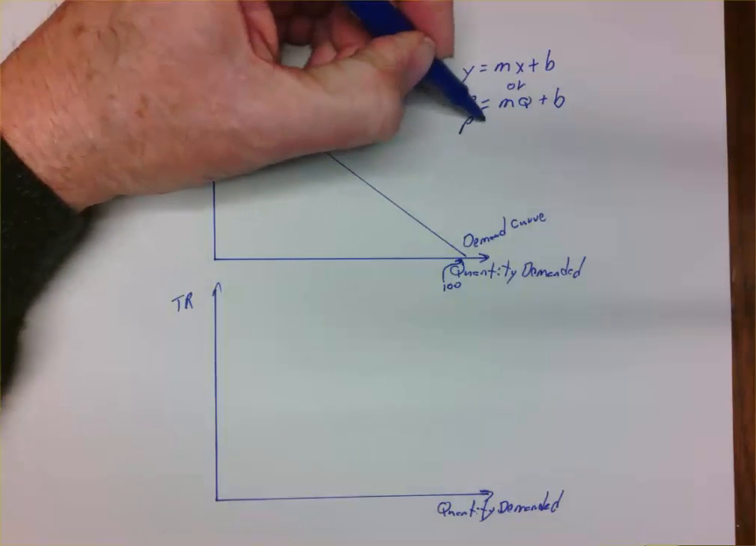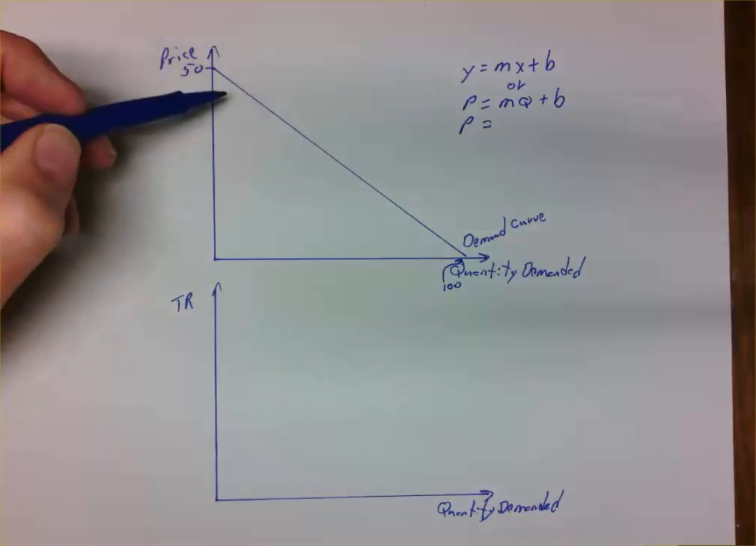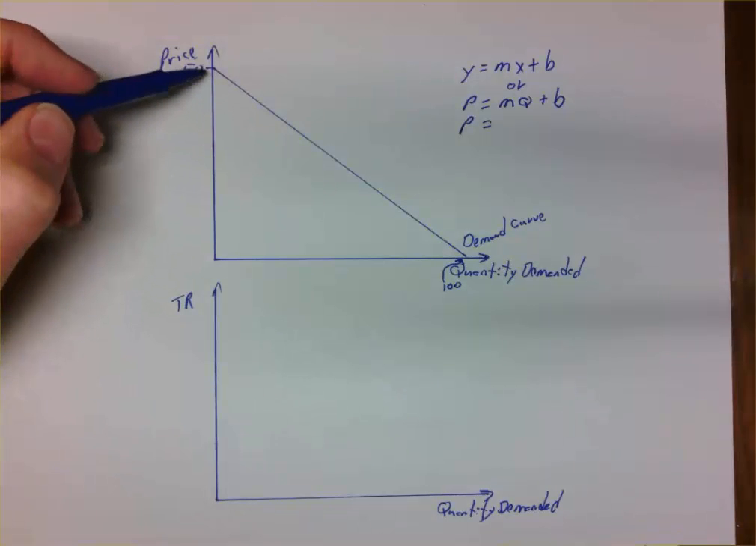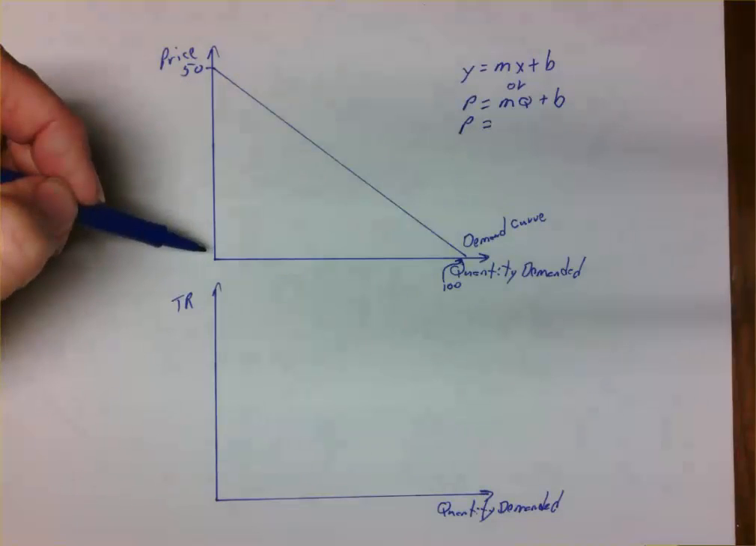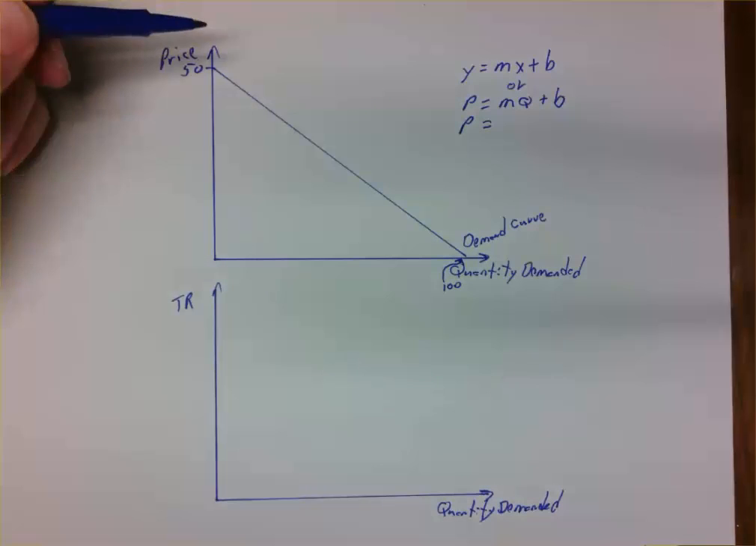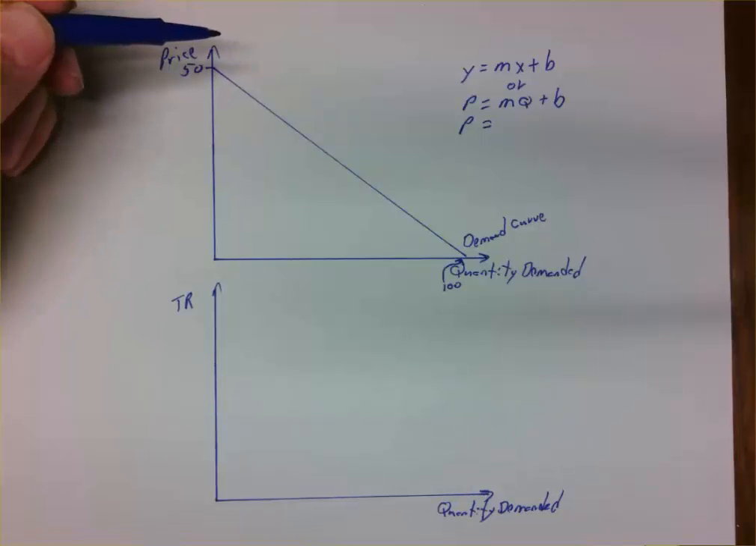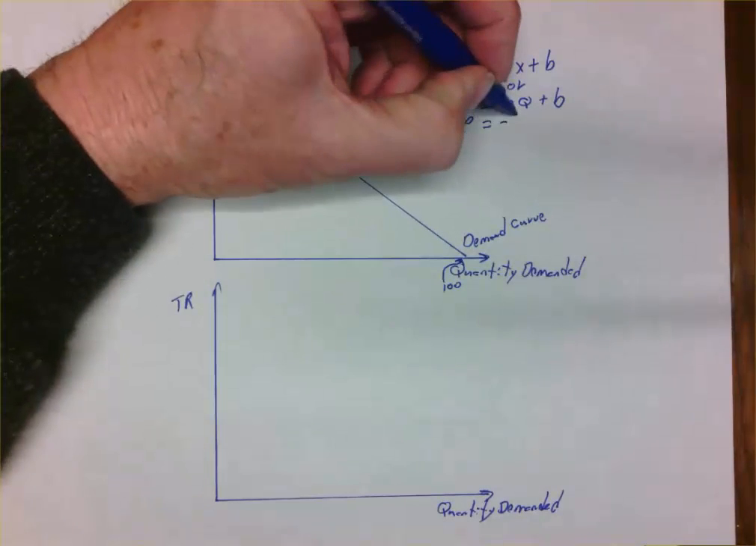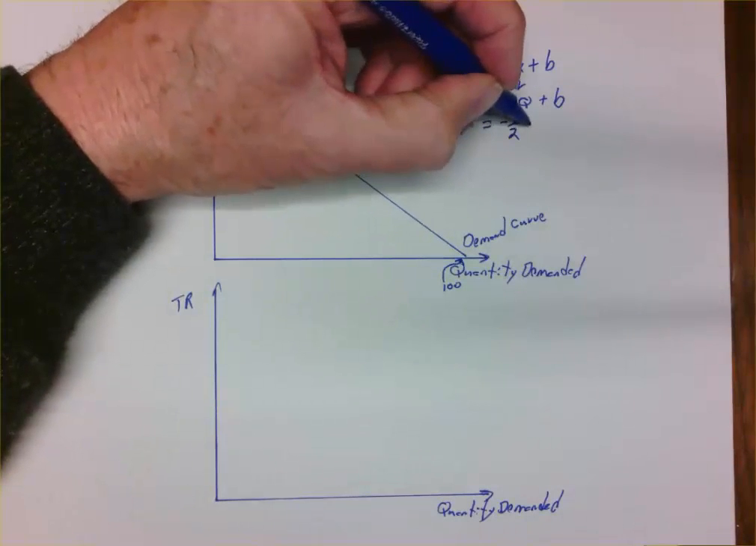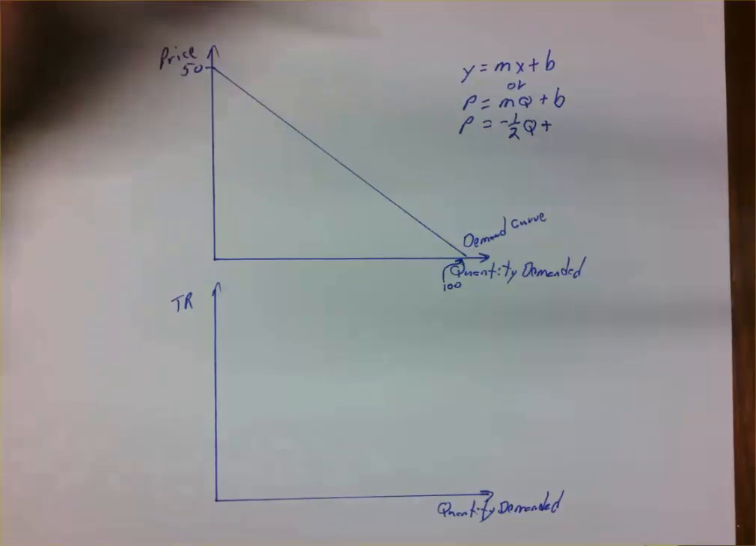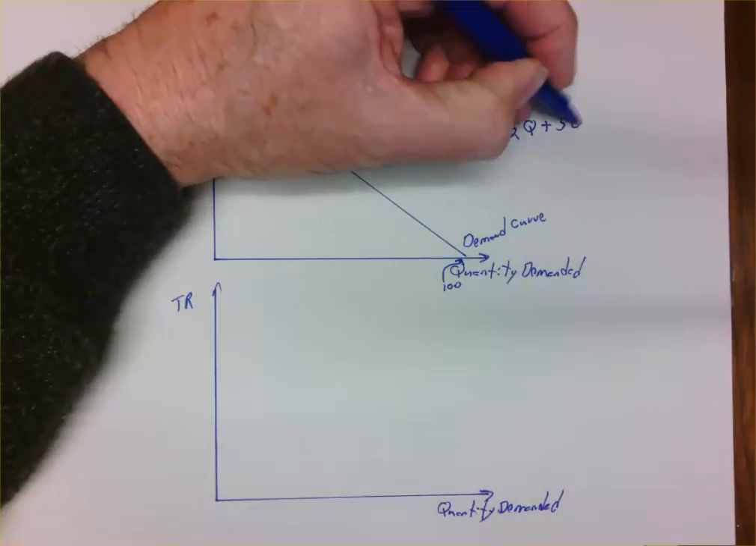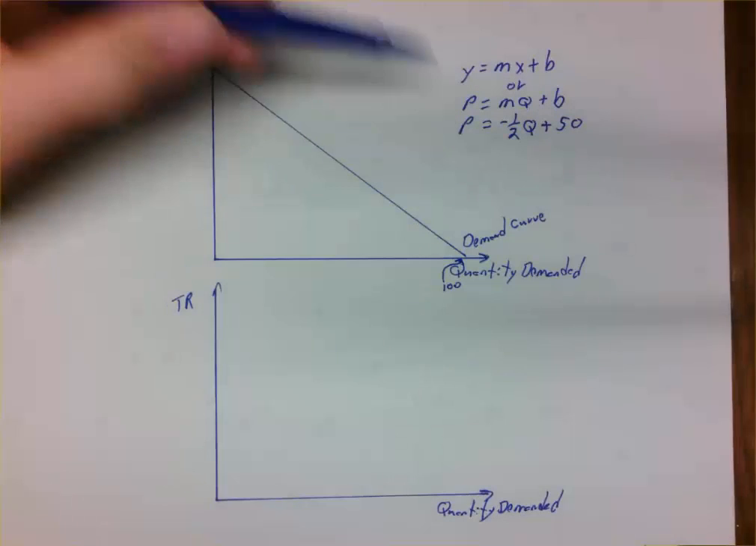P, price, is equal to the slope of this thing, and its slope is rise over run. So from here to there, the rise is minus 50 and the run is 100. So the slope is minus 50 over 100, or minus 1/2, times Q, plus the y-intercept, which is 50. So this is the equation for our demand curve.